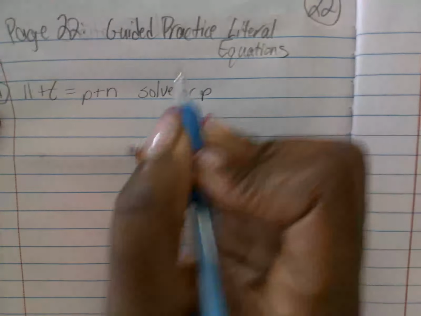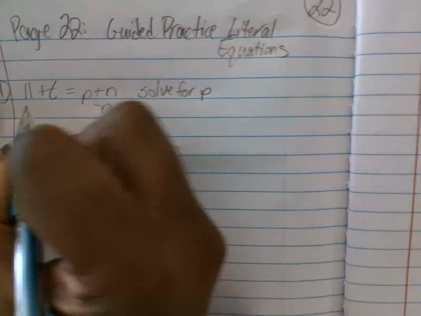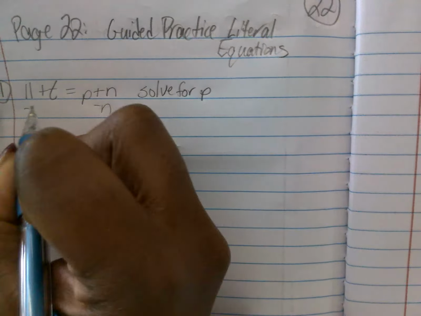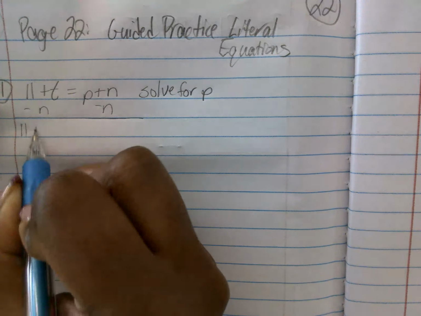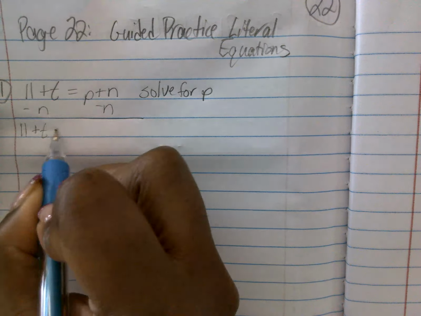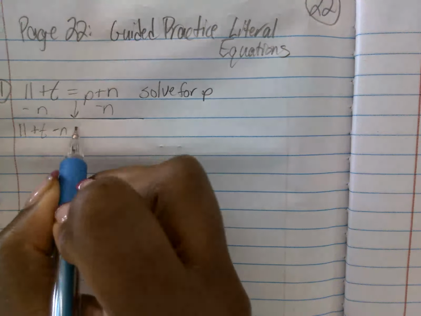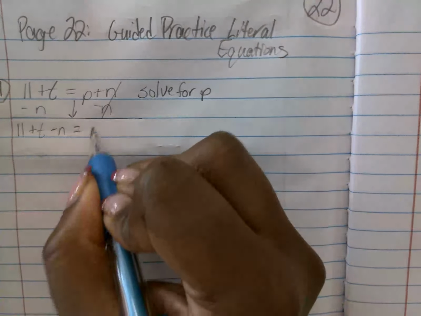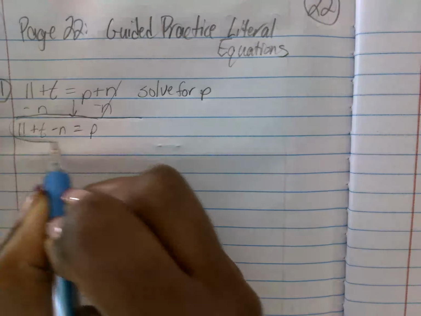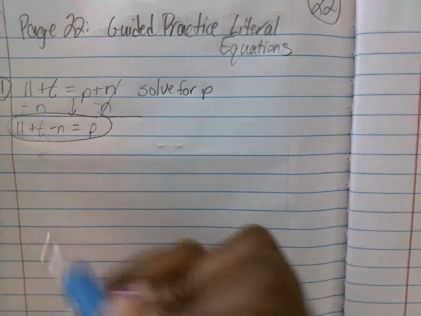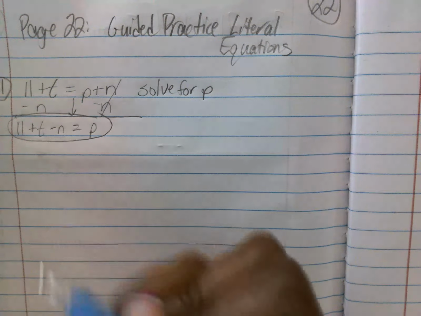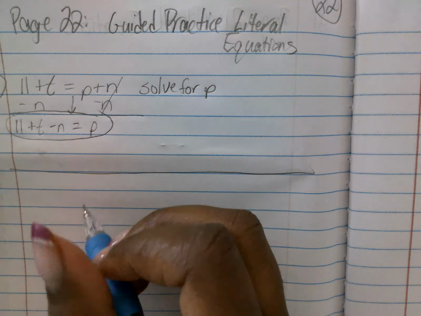Very good. We're going to subtract n from both sides. We're isolating p, so we work on the side that has p, and we're going to subtract n. So when I subtract n over here, this gives me 11 plus t, bring down the minus n. Can't combine any of those terms. The n is gone, and I'm left with p. So this is the algebraic expression that p is equal to. Raise your hand if you got that right. Okay, perfect.